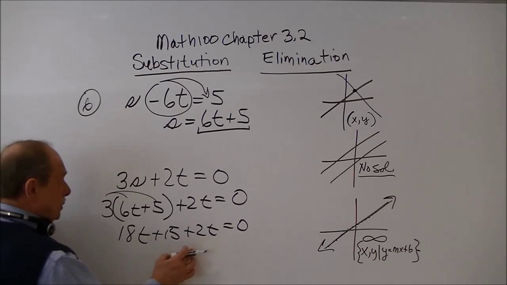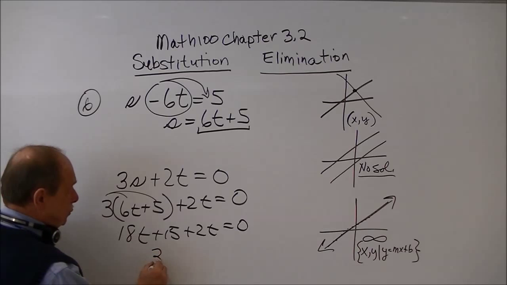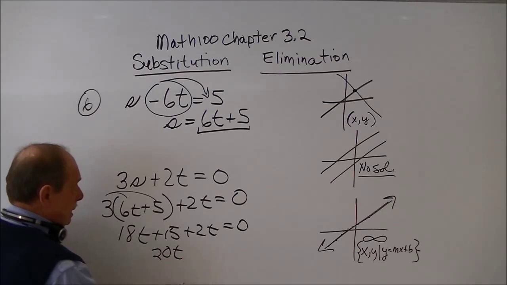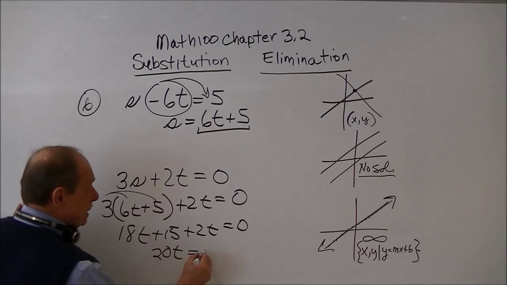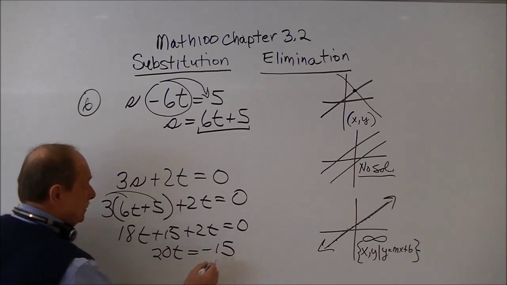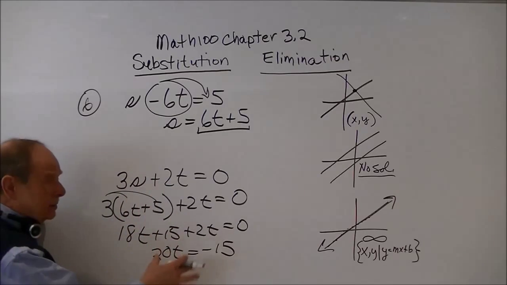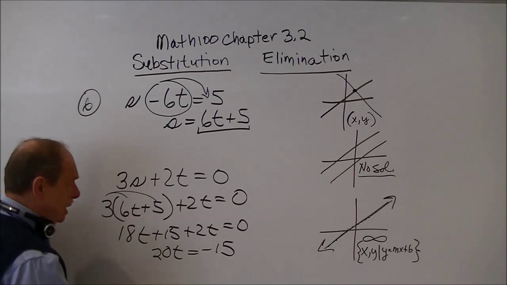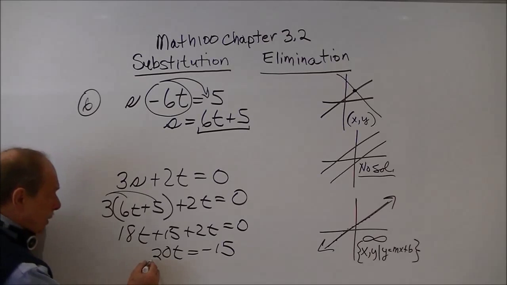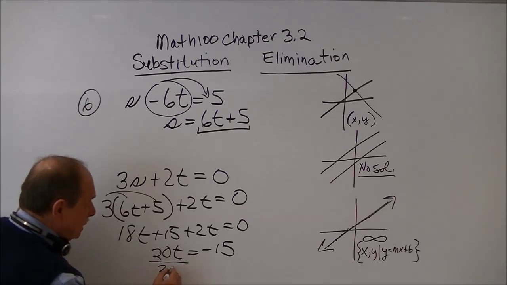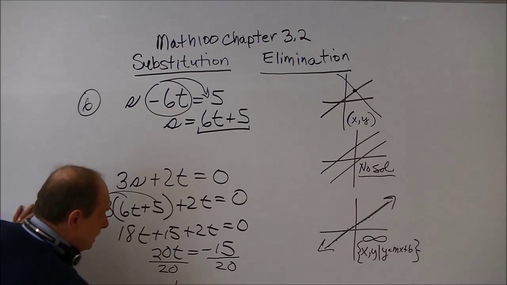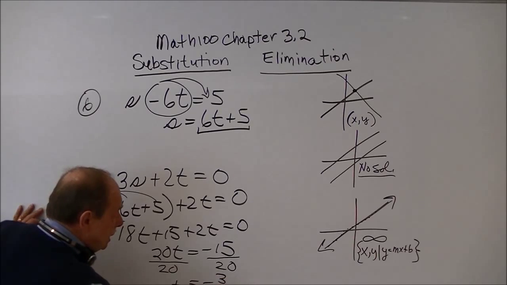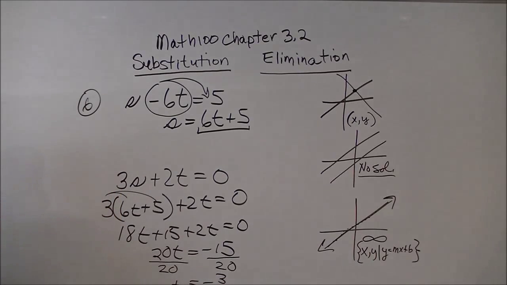We group like terms. That gives us a 20t. I'm going to transpose the 15 to the other side. That gives me a negative 15. And again, we're using lots of techniques from previous chapters. And now we're going to divide both sides by 20. I get t equals a negative 3/4.